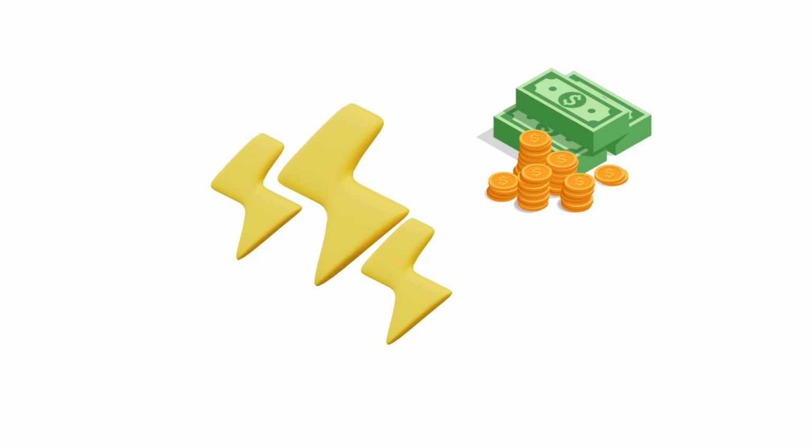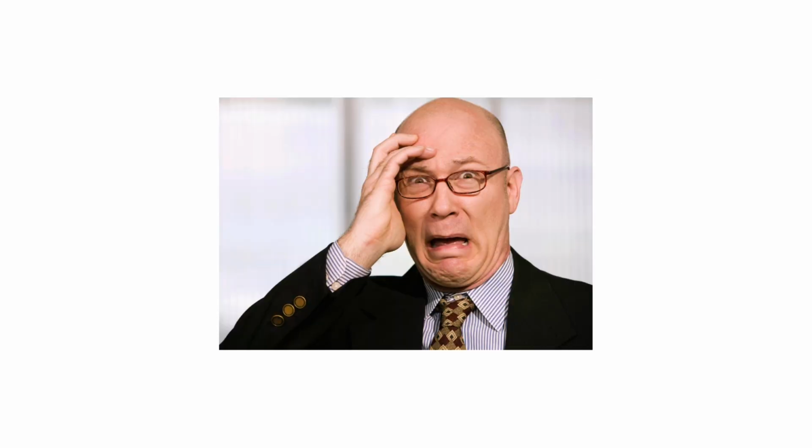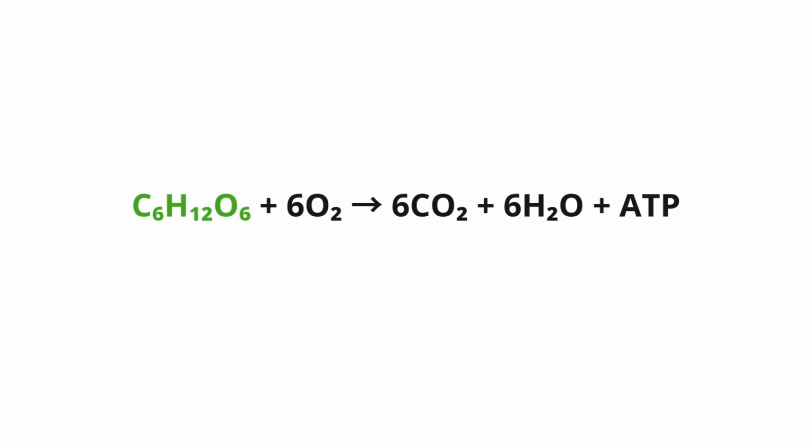The overall equation for cellular respiration looks somewhat like this. No, what on earth is that? Well, let's break it down. This molecule is called glucose. It is made out of 6 carbon atoms, 12 hydrogen atoms, and 6 oxygen atoms. Glucose and 6 moles of oxygen yields 6 moles of CO2, 6 moles of H2O or water, and of course ATP or energy, which is what your body needs in order to function every single day.